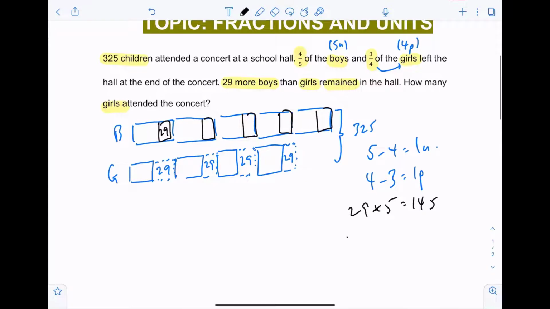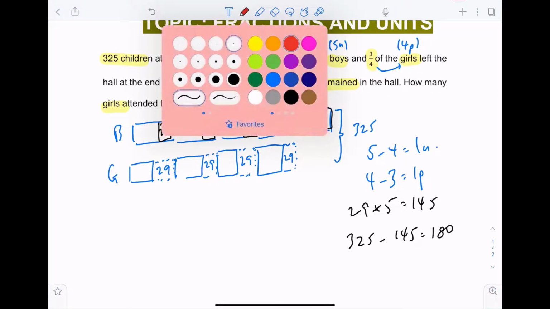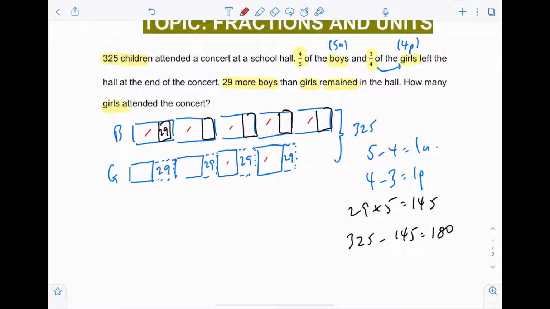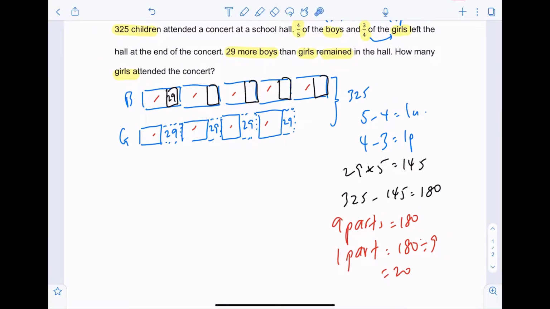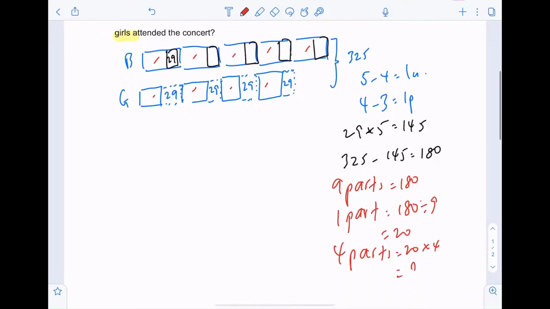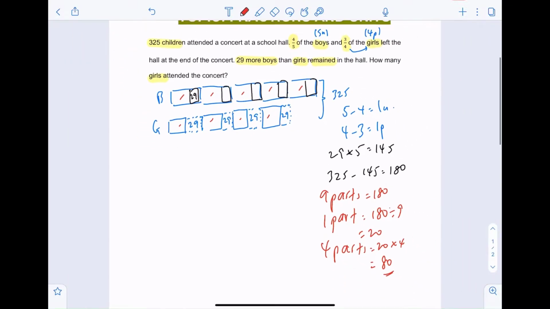So when we take 325 and minus 145, we will get 180. Now this 180 will represent 1, 2, 3, 4, 5, 6, 7, 8, 9 parts. We can find the value of 1 part, which is 20. Okay, and then we can find how many girls attended. So 1, 2, 3, 4 parts of girls attended. Final answer for this question, 80 girls attended this particular concert.